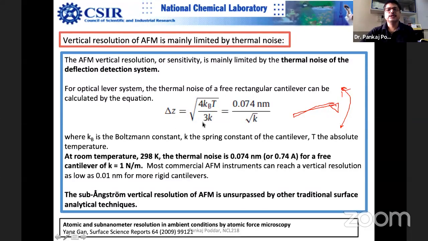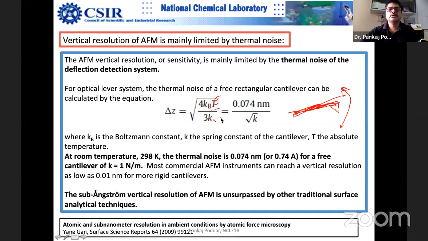This is written here, kBT. And K is the spring constant. So if this cantilever material, silicon or silicon nitride, is thicker, then this movement, the free vibration, is going to be lesser and lesser, right? This is the free vibration or oscillation of the cantilever. This can't be avoided. This is because of this temperature factor, right? And this is the spring constant, right?